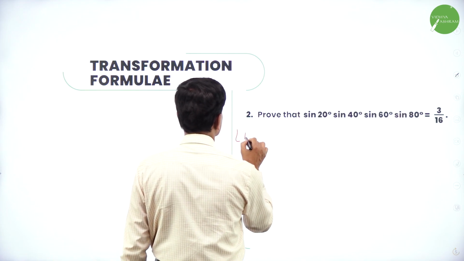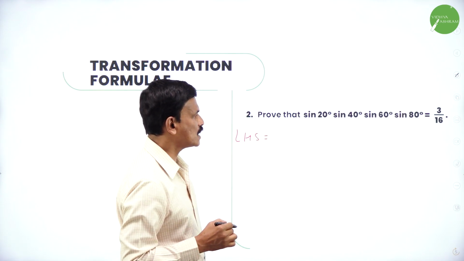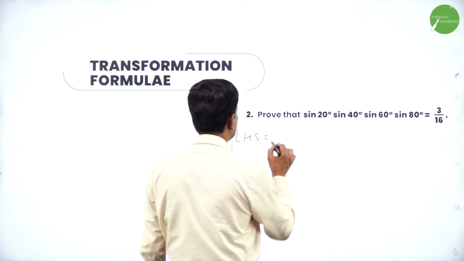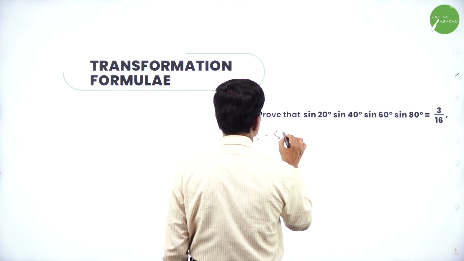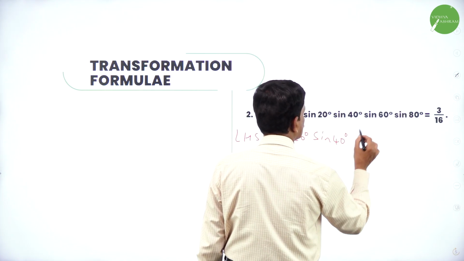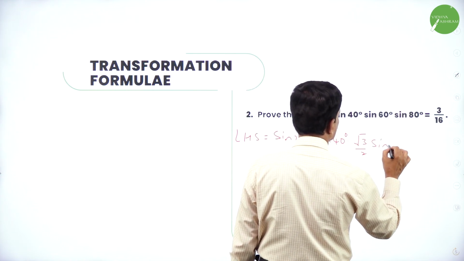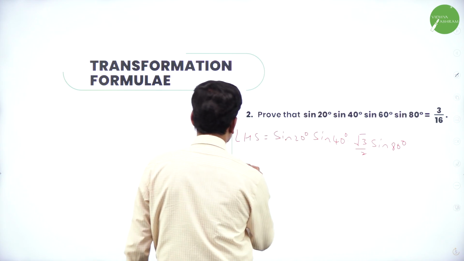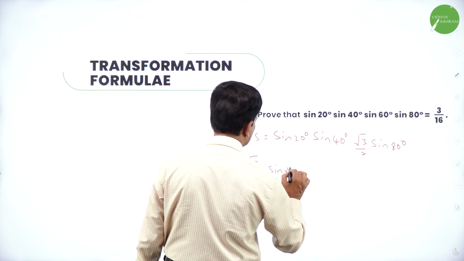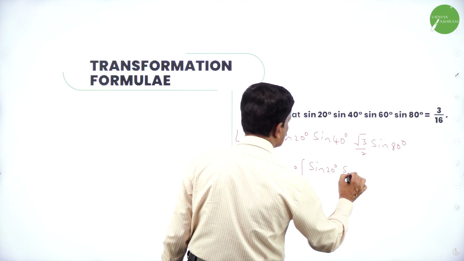Take LHS. What is LHS? Sin 20, sin 40, sin 60, sin 80 is equal to, what is to prove? 3 by 16. Take LHS. So here sin 20 into sin 40 as it is. You know sin 60 is equal to root 3 by 2, into sin of 80 degree. Now you can take root 3 by 2 sin of 80 degrees out.